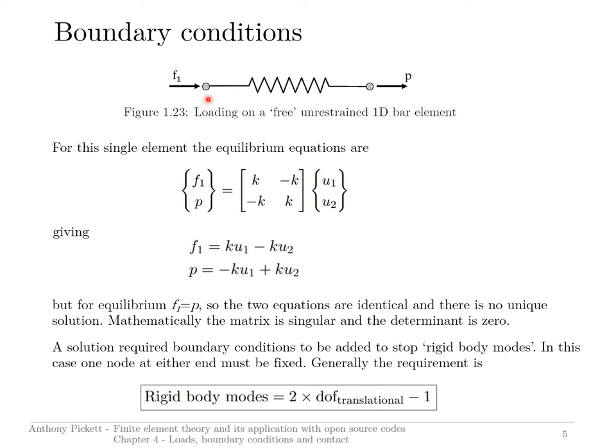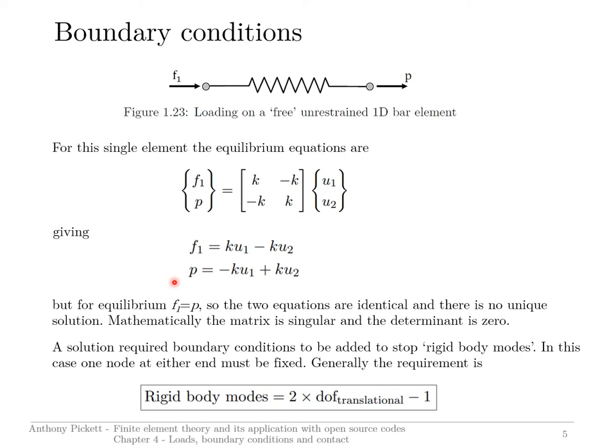The system of equations is given here for this particular problem. So this is our standard equations for a bar element. I'm using K and minus K instead of EA over L in the stiffness matrix here. Multiplying that out, we have these equations. And as I just mentioned, F1 is equal to minus P. That means that these two equations are identical.